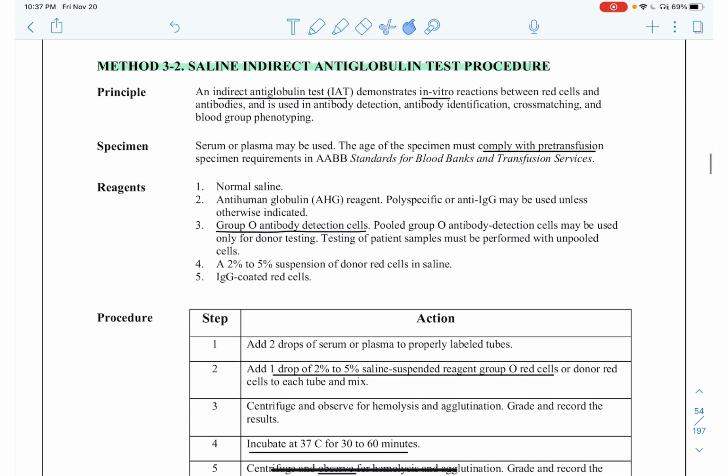Method 3-2 is the saline indirect antiglobulin test procedure. The principle states an indirect antiglobulin test demonstrates in vitro reactions between red cells and antibodies and is used in antibody detection, antibody identification, cross-matching, and blood group phenotyping. The specimen is serum or plasma, and it also must comply with pre-transfusion requirements.